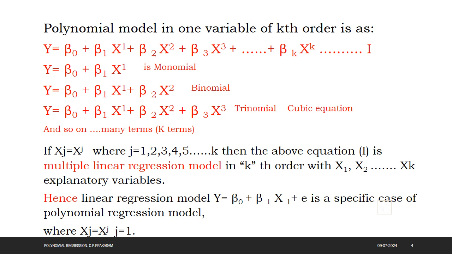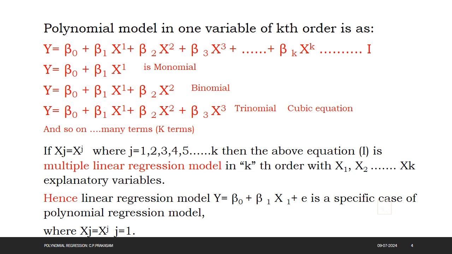Many terms or k terms can be used. One condition is that if xj equals x to the power of j, where j equals 1, 2, 3, 4, 5 up to k, then the above equation 1 is a multiple linear regression model of kth order with x1, x2, x3 and xk explanatory variables.